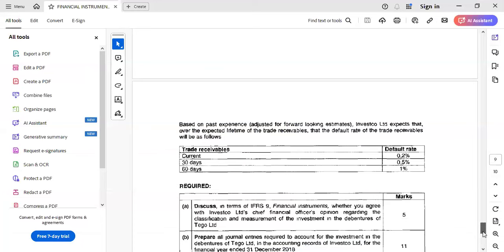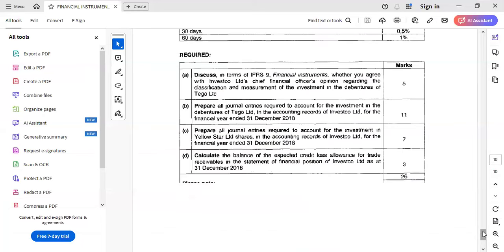Then remember that when they say journal entries, please know your year end. You don't just have to do all the years. I think in the other examples I did all the years just for you to see. But today I'm only going to concentrate on the year that they told us, which is the year ended 31 December 2018.